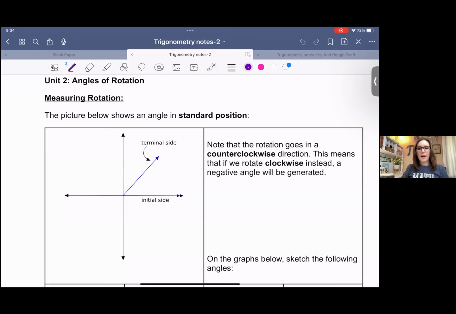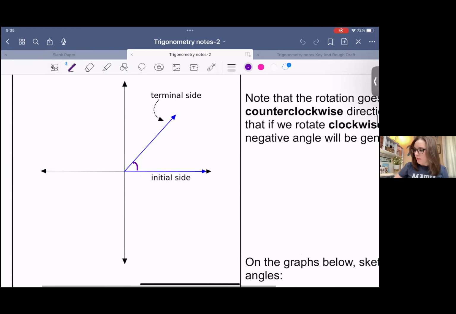Hey y'all, in this video lesson, we'll be talking about measuring angle rotation. I've got an angle in standard position here, and I just kind of want to orient you to the terminology. The initial side is on the x-axis, and the terminal side is basically what's forming the angle. So this here would be the angle that we're measuring.